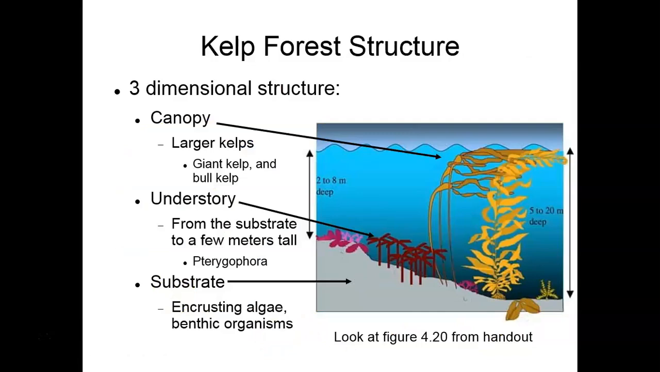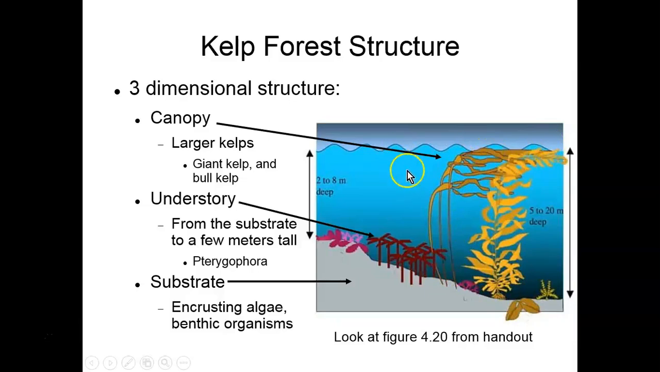Okay, so kelp provide a three-dimensional structure in the environment. The kelp itself is going to grow to the top, and essentially the blades are going to float at the surface, and so they create what's called the canopy up at the surface, just like a canopy in a terrestrial forest, right? The really tall trees make the canopy. And so these would be giant kelp, like in Southern California, or bull kelp. So this would be giant kelp right here, and these guys would be representative of bull kelp.